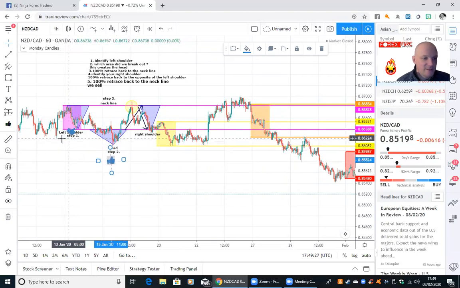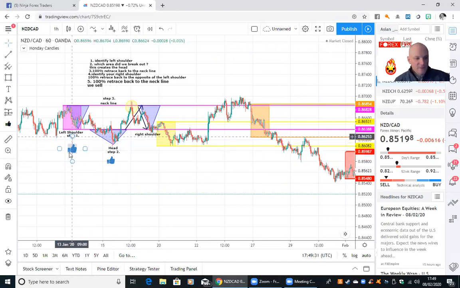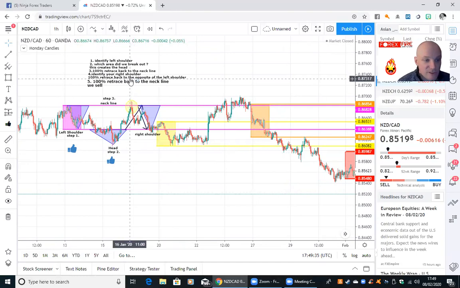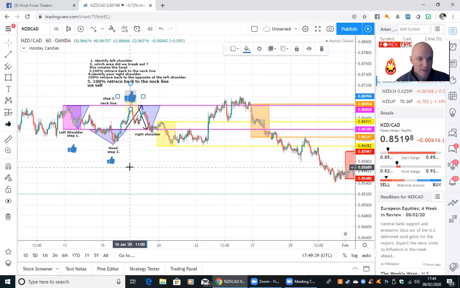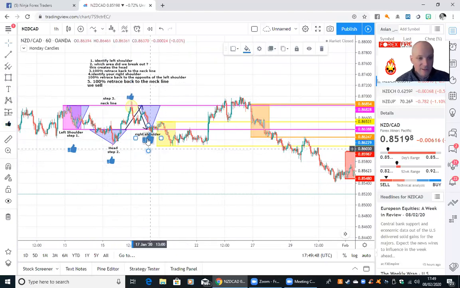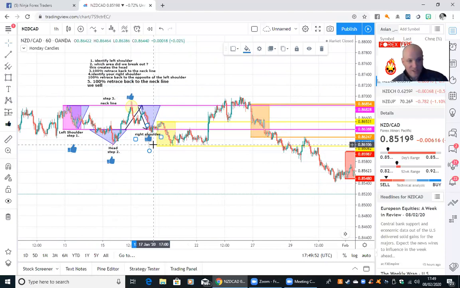So then you've got the head. Okay. You've got the left shoulder. You've got the head. What you would do then is you wait for the retrace all the way back to the neckline. We got that. Okay, we'll put that little tick there, the thumbs up there. From there, you've got to identify the right shoulder. Okay, we certainly got that. So that's there. You then need to wait for the retrace, okay, guys, back to the neckline.